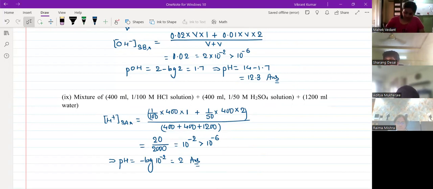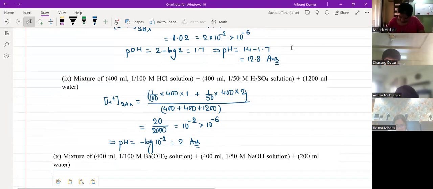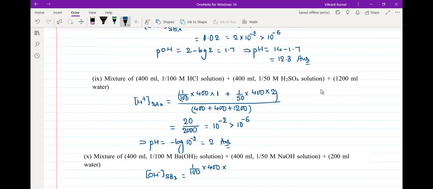And then the last one, 10th one. This one. Now this time we have got basic solution. So we'll be calculating OH minus. So OH minus from strong bases. We'll take that as 1 by 100 is the molarity of BaOH twice, into 400 will give you millimoles of BaOH twice, into 2 will give you millimoles of OH minus.